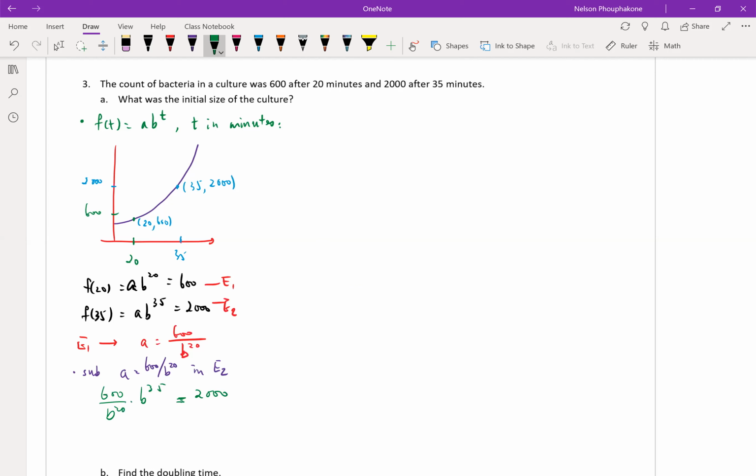Okay, so we know this. And of course, here we have b to the 20 and b to the 35. Then we simplify, it will be b to the 15, 35 minus 20, right? And then now we divide both sides by 600. Then of course, we have b is equal to 10 over 3 raised to the power of 1/15 now. Okay.